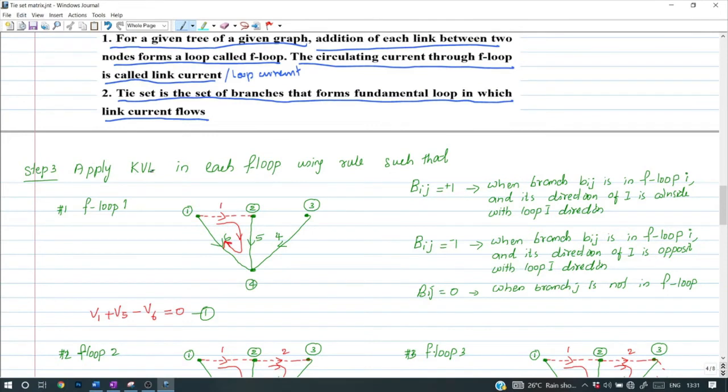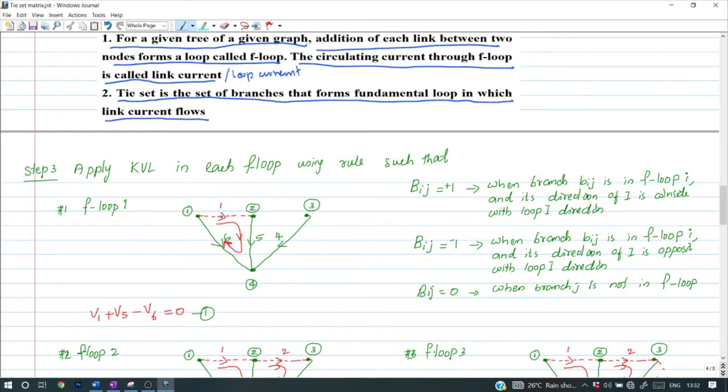So the third step is to apply KVL in each loop using rules such that Bij is equal to plus 1 when branch j is in fundamental loop i and its current direction coincides with the loop current direction. If branch current direction and loop current direction are the same, it is taken as plus 1. If the branch current direction is opposite to the assumed positive loop current direction, it is taken as negative. When branch j is not in the fundamental loop, that entry is taken as 0.